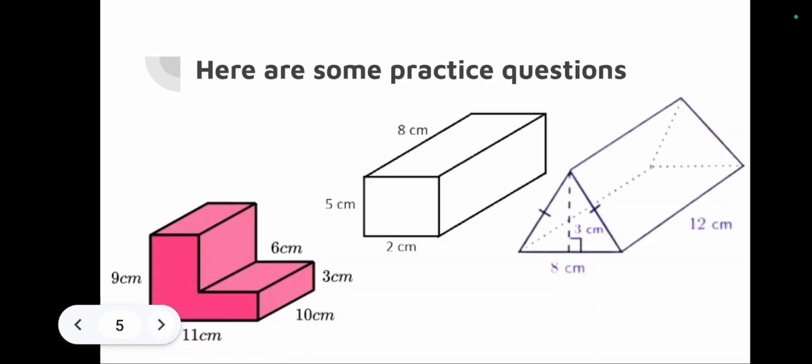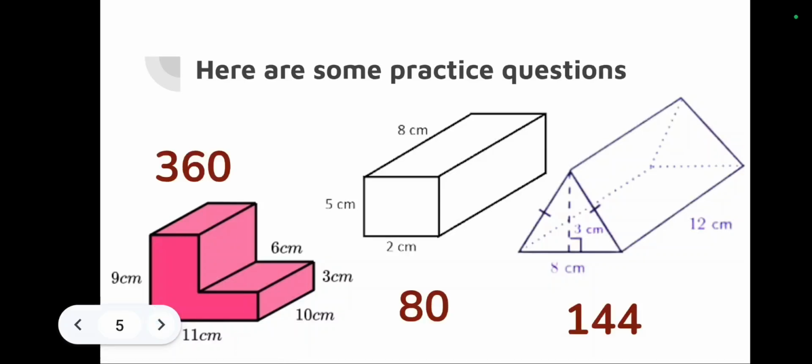Here are some practice questions for you to try, and remember with these, it can be any shape as long as it's a prism. Just get the cross-section and then multiply it by the length. I will give you 5 seconds. 5, 4, 3, 2, 1. And here are the answers.